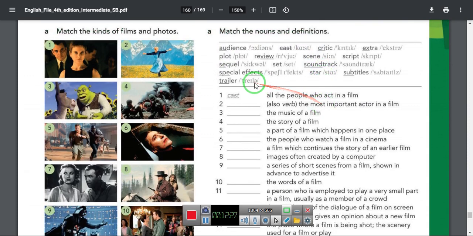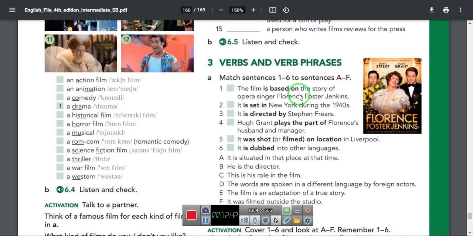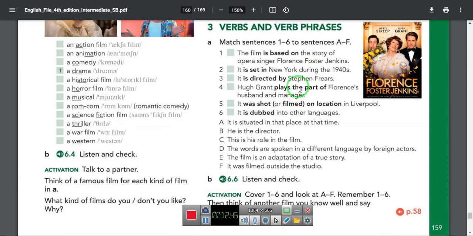People and things, match the nouns and definitions. Итак, тоже делаем сопоставление, находим слово и определение. Все эти слова, которые здесь написаны, вы должны выучить наизусть, знать, что они значат на русском. And the last one, verbs and verb phrases. Глаголы и глагольные фразы.